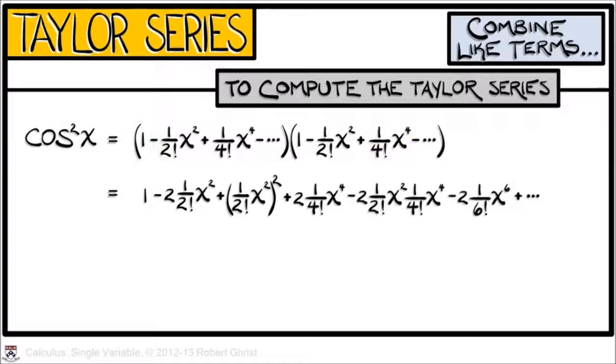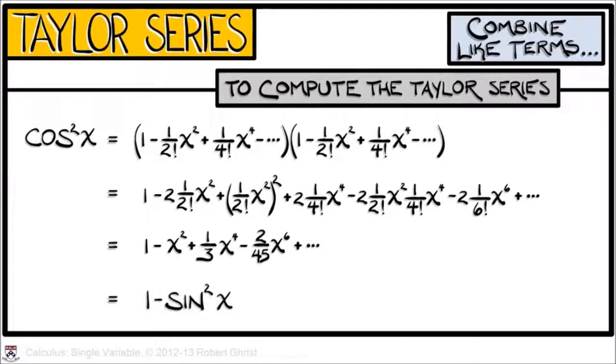One could continue multiplying, although the multiplications would become a bit tedious. And now one must simplify these terms. With a little bit of work, it's easy to get the low order terms and to get 1 minus x squared plus x to the 4th over 3 minus x to the 6th times 2/45, etc. If you want more terms, you're going to have to do a bit more work. One thing that you can note, however, is that this must be 1 minus sine squared of x.